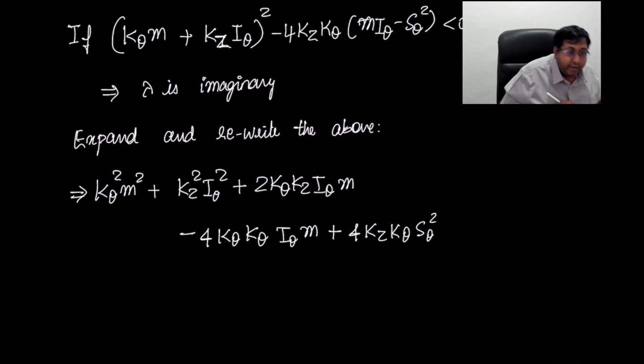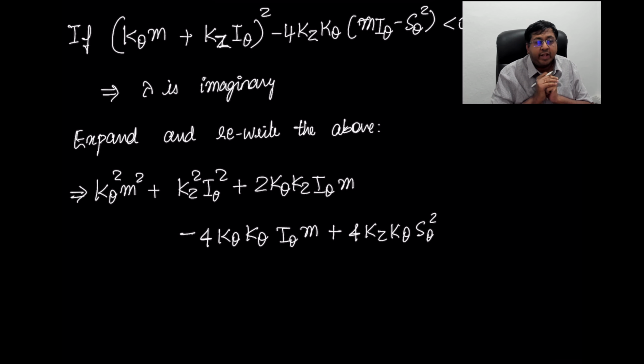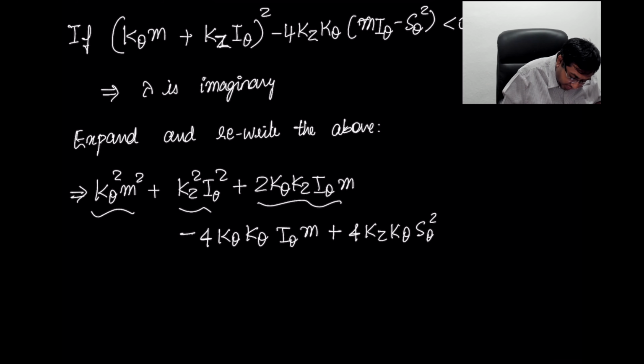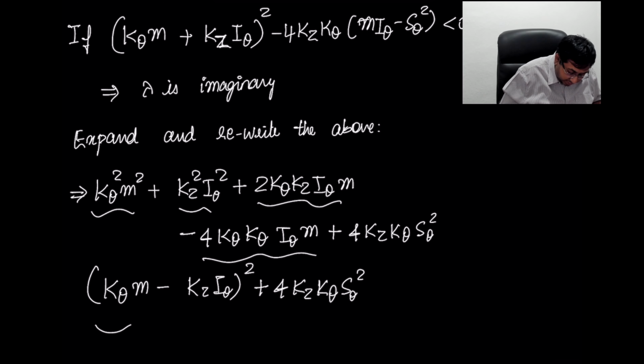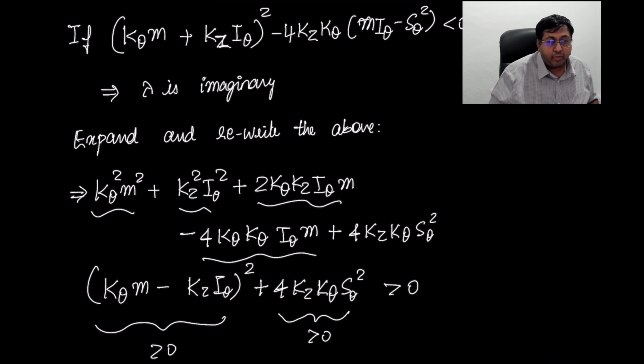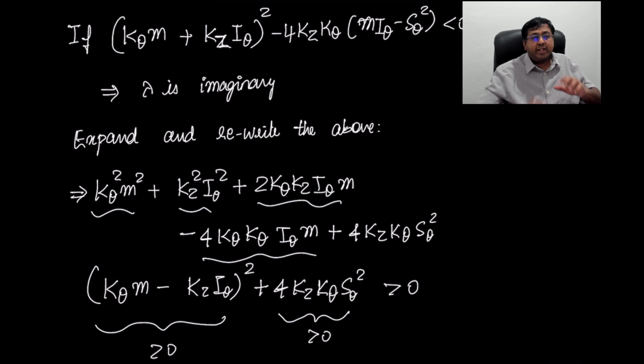So if I just regroup everything and rewrite this, I have these terms 1, 2 and 3. I can write this as k theta into m minus kz into I theta, whole square, plus 4 kz k theta s theta square. This term is greater than 0, this term is greater than 0, that means the overall term has to be greater than 0, right? So whatever is inside the square root is always positive.